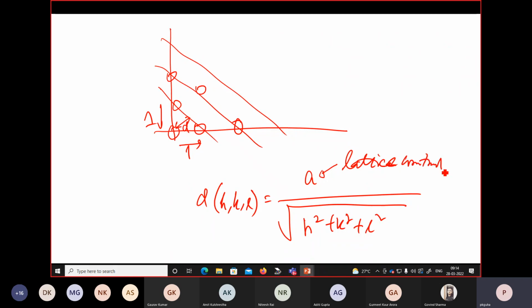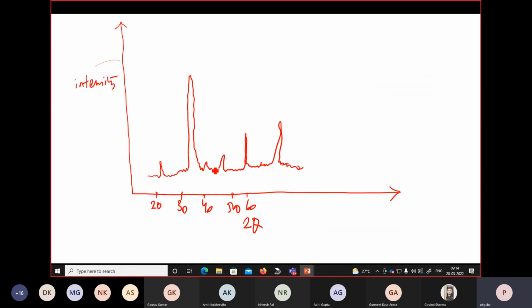Right. So this is how you find the d, that is the distance between the crystalline plane. Now, let me come back to this characterization curve from XRD. So it is intensity versus 2 theta, right? All I am trying to do here is to find out the distance between crystalline planes from the XRD.